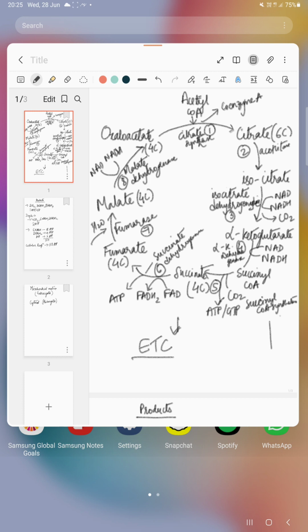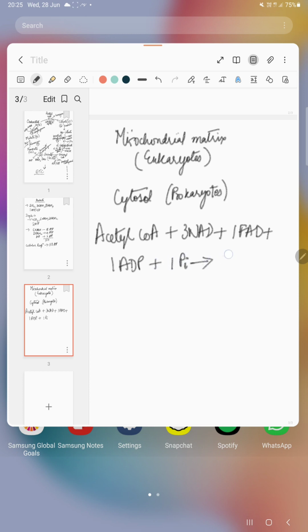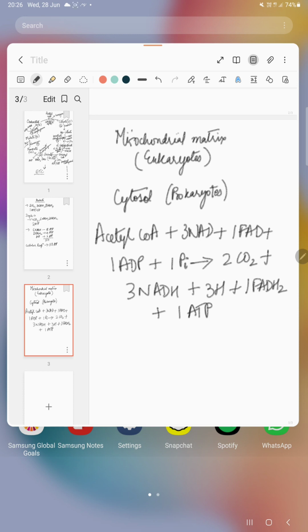Okay, so I hope you have understood the process. So lastly we'll summarize the process with a formula, that is acetyl CoA plus 3 NAD plus 1 FAD plus 1 ADP plus 1 phosphate will give 2 molecules of carbon dioxide, 3 NADH, 3 hydrogen plus 1 FADH2 and 1 ATP. Okay, so this is the entire process of Krebs cycle, you should remember this.